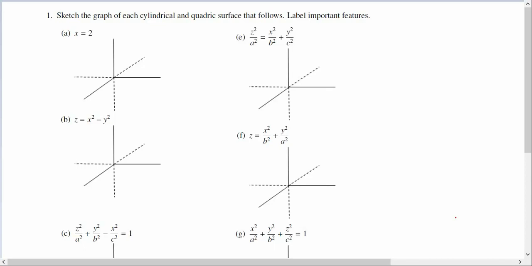Problem 1, we're asked to sketch some of our cylindrical and quadric surfaces. This first one is a plane along the x-axis out here at 2. And so you do your best to draw something that looks like a plane along the x-axis.